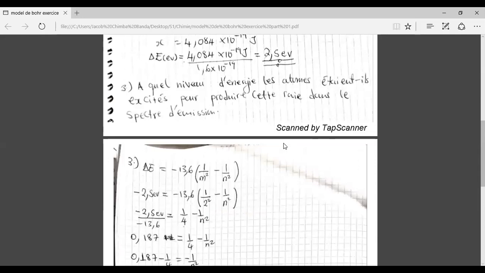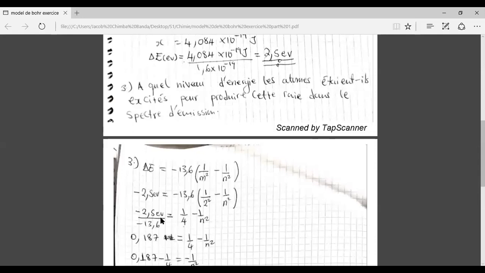You see that emission here is saying what? When you emit, what do you do? You lose energy. When you lose energy, you represent energy as negative. That's why you are seeing a negative form here. So negative 2.5 electron volts is equal to negative 13.6 times brackets. Emission is coming from the higher going to the lower. So where is it ending? It's ending at 2. So it will be 1 over 2 squared minus 1 over n squared, where n is where it's coming from when it emitted this radiation.